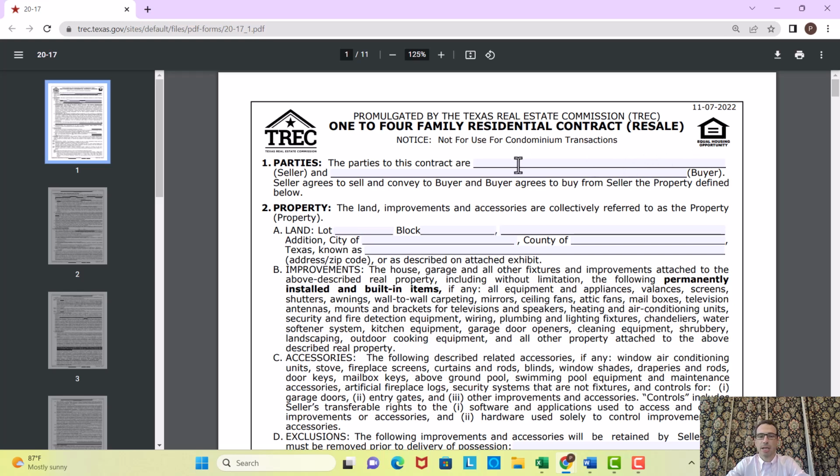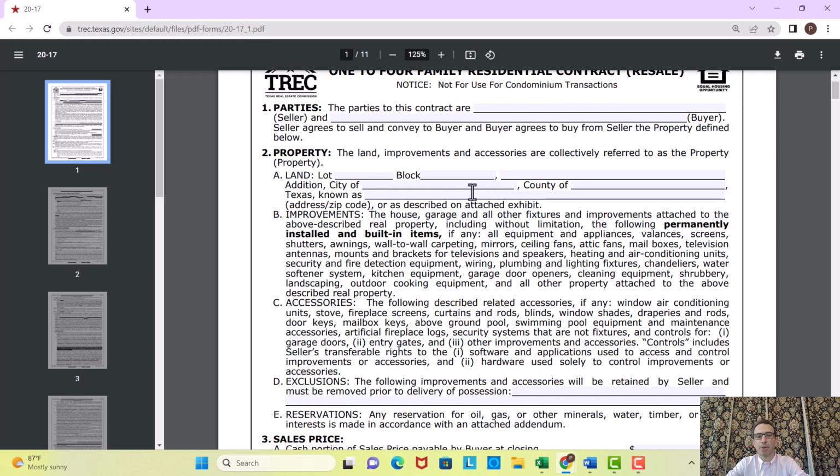Parties to the contract, pretty self-explanatory. Fill in the seller, fill in the buyer. Then you get to the property description. This contract envisions a structure, a subdivided lot where you've got maybe lot 1, block 6, whatever of Harris County, Dallas County, and then you put the commonly known address here.